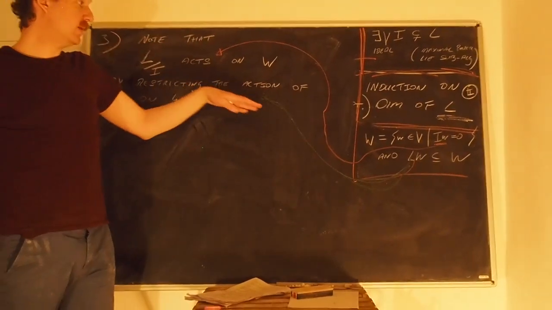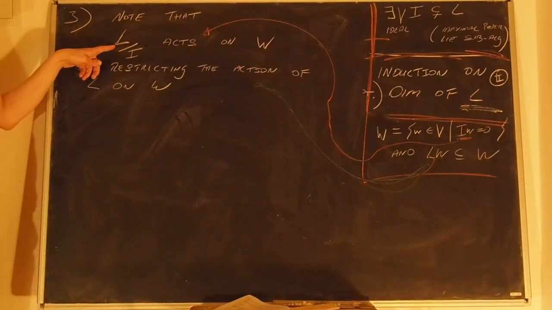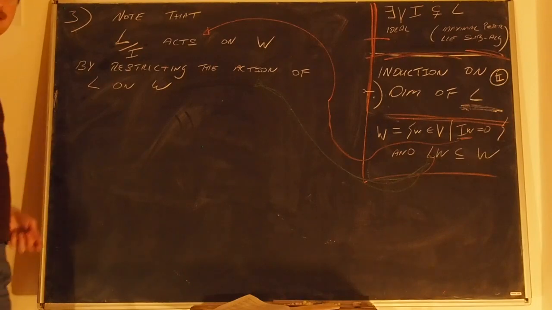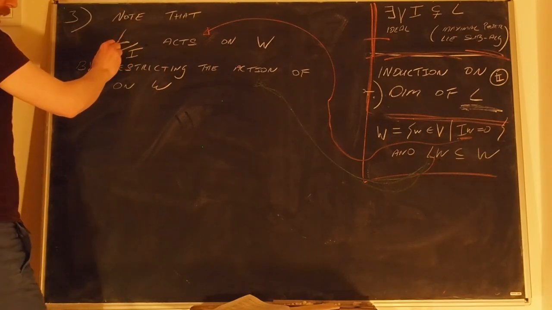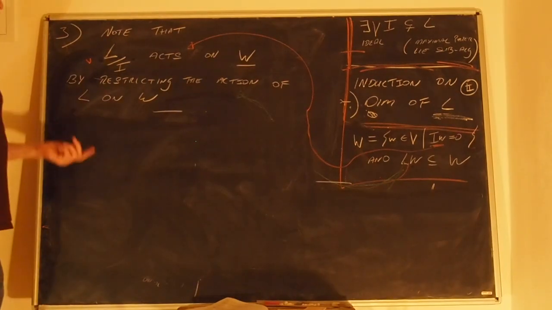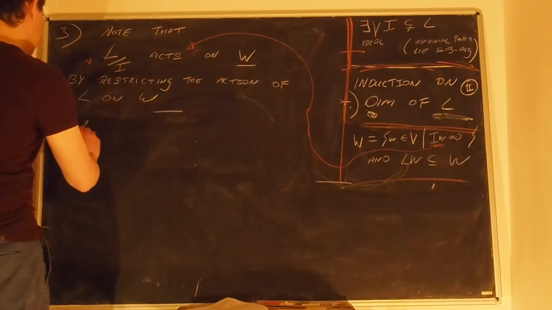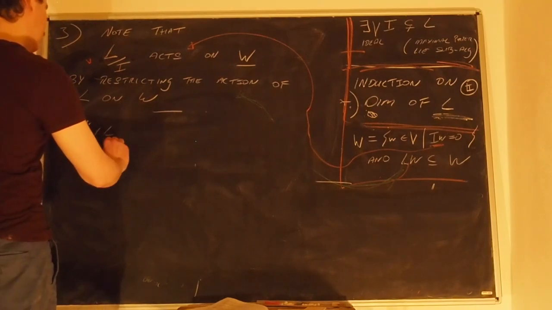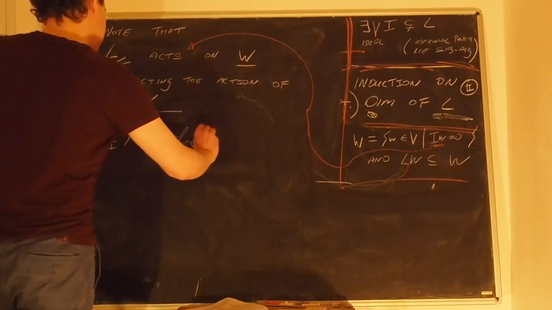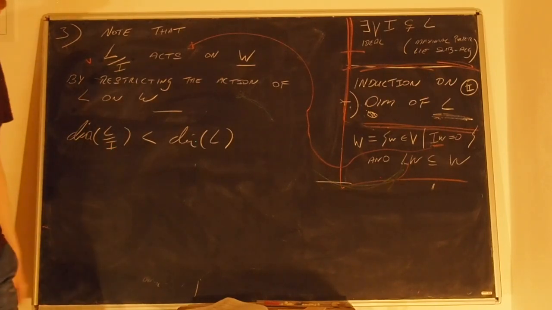But we see that the subalgebra is the ideal I contained inside of L, sorry, and this acts as 0. This acts trivially. So we actually have a well-defined action of this on W, by restricting the action of L on W. But now we see that the dimension of L over I is less than the dimension of L. Clearly, because remember, L was assumed to be non-zero.